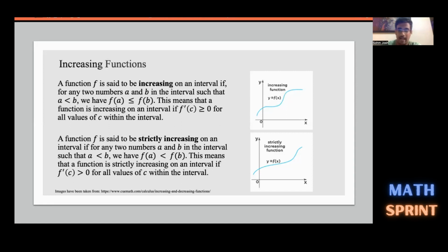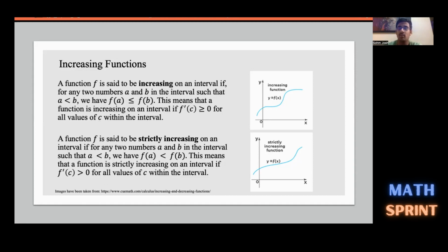So let's start the actual work. Let's start the actual chapter. Increasing functions. A function f is said to be increasing on an interval if f(b) is greater than or equal to f(a), where b is greater than a. So if we link this idea to calculus, then we have to say that a function is increasing if f'(c) is greater than or equal to 0, where c lies within the specified interval.